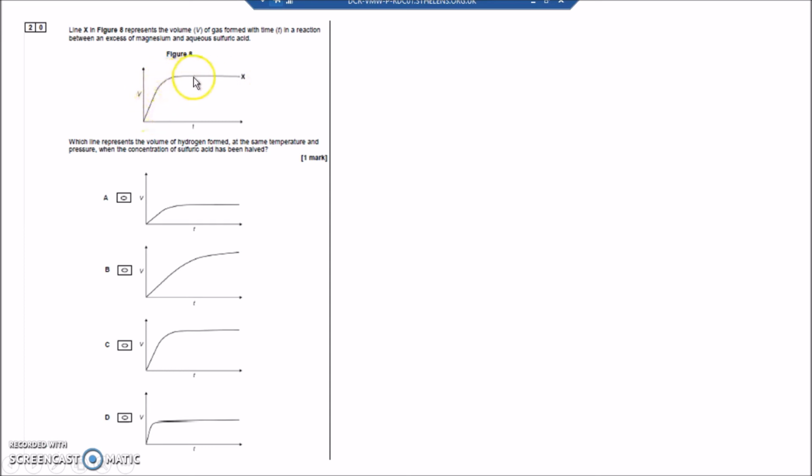The reason it stops being made is because one of the chemicals has run out. Which one's run out? Well, there's an excess of magnesium, more magnesium than we need. So the sulfuric acid is what's run out. So the sulfuric acid has run out at this point here, and no more hydrogen has been produced.